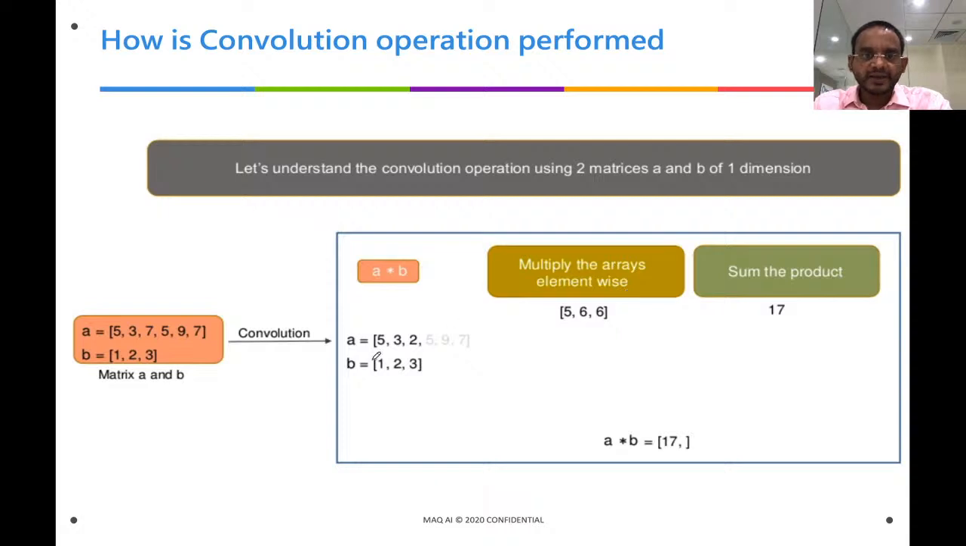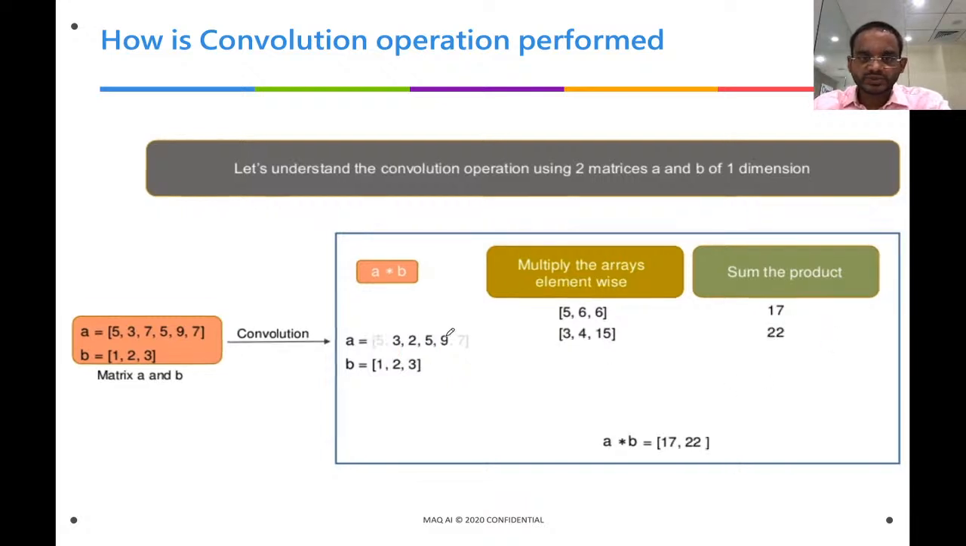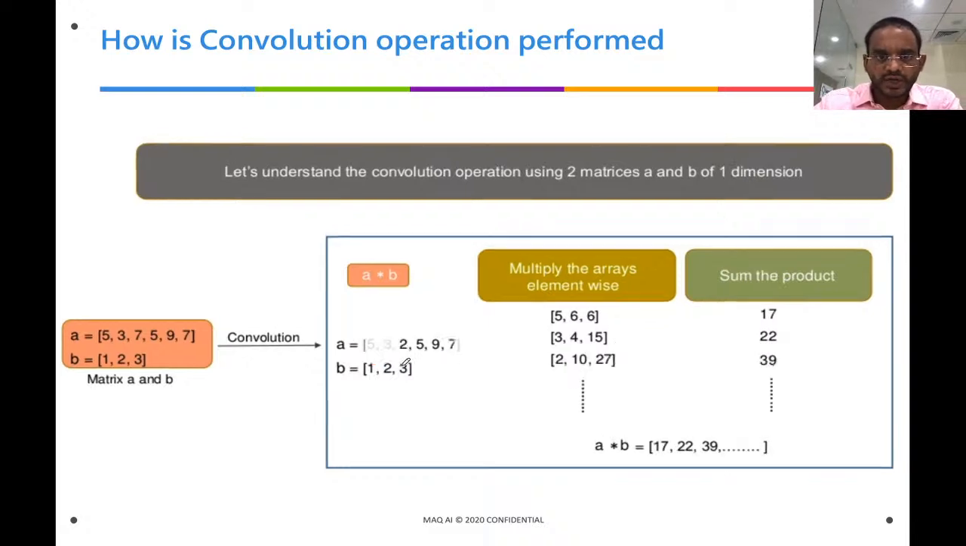So multiply the array element-wise, you will get 5 into 5, 3 into 2, 2 into 3. Then you add all of this, sum the product. This is the dot product value, which is 17. Similarly, the next one is 3 to 5, so 3 4 15, and you will get the value 22, and the next is 259, and next will be 597. So you have this data, and if you sum the product, you get the new values like this.